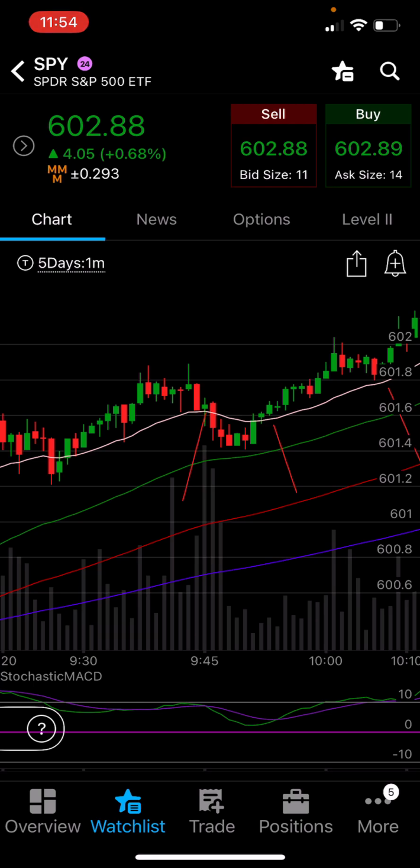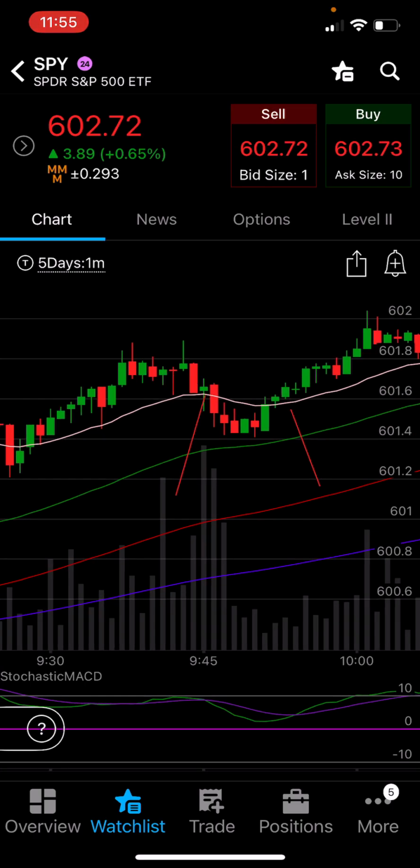Each tick or each cent represents how much you're going to make. So if you had 1 contract and SPY moves 1 cent, that's $1, right? So if you have 25 contracts and it moves up 1 cent or 1 tick, that's $25. Okay, so let's start here.